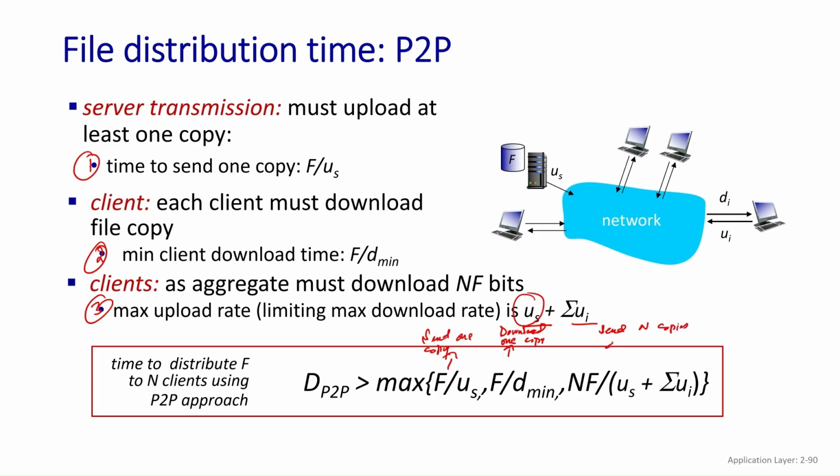Okay, now if this n is increasing, if the number of nodes or clients is increasing, this remains the same. But what about this rate, where u sub i is representing what? If you remember, u sub i is the upload capacity of the client, right?